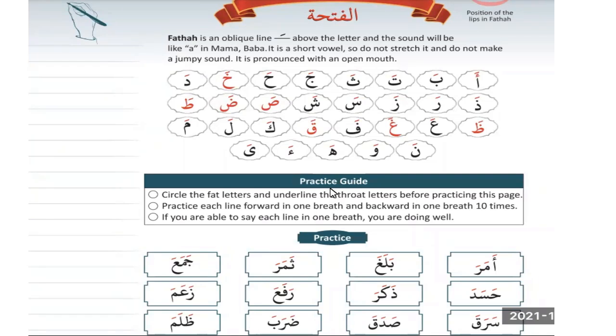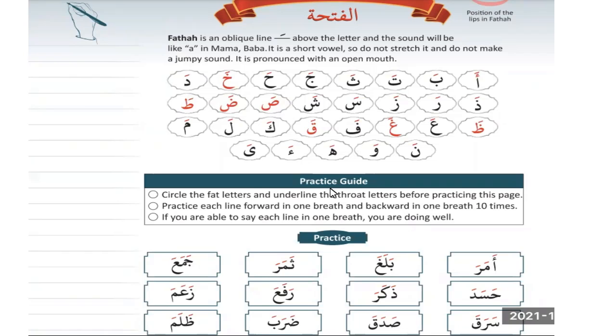Alif, we call it alif only when there is nothing on it. Here, like I said, there is a fatha on it, so we say alif fatha a. The sound will be a. Ba, fatha ba. And what is ba?